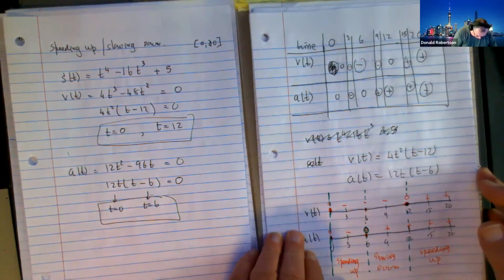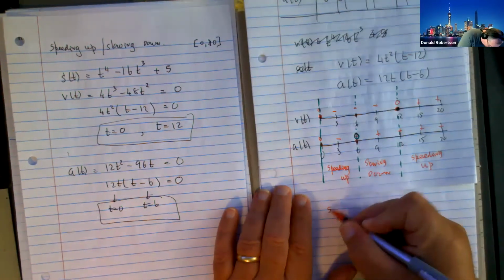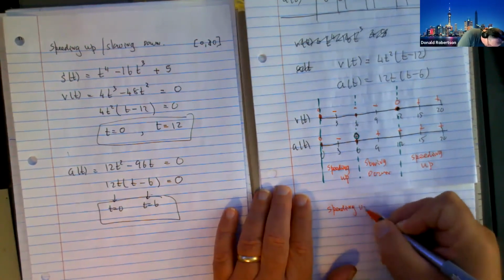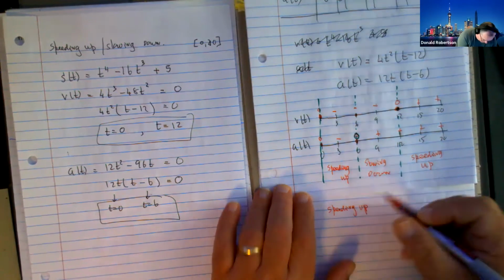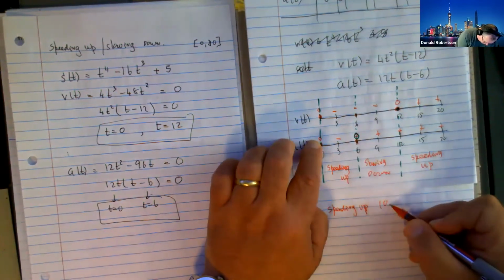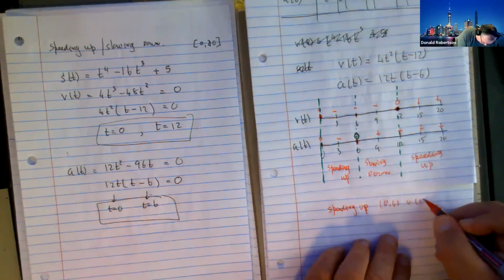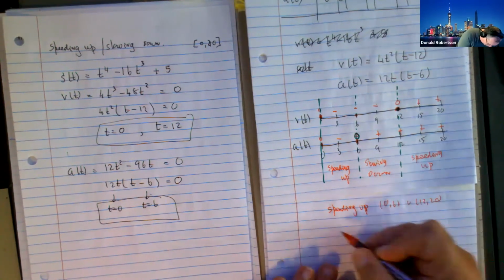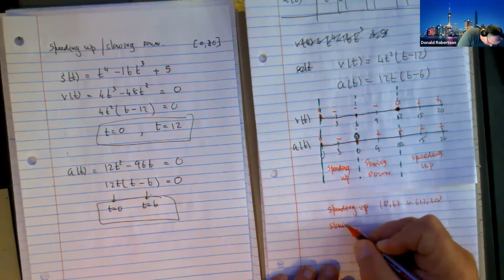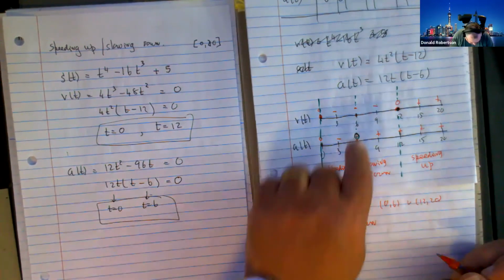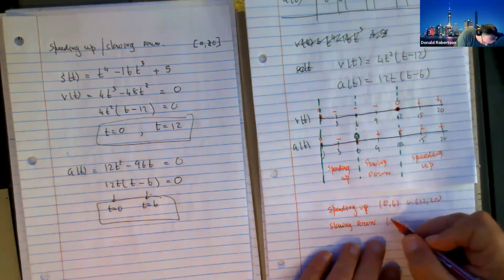So the question was, when is this thing speeding up and when is it slowing down? Well, I can look at this and I can now say it's going to be speeding up from 0 to 6 seconds and then from 12 to 20. It's going to be slowing down, and that's going to be from 6 to 12.